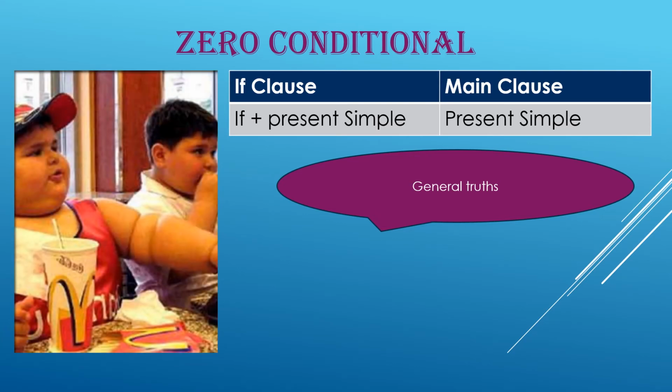Let's have a look at the image. What can you see? Yes, the boy is having junk food and also too much food. So what happens? If we take too much food, it will ruin our health. So let's go for the example.